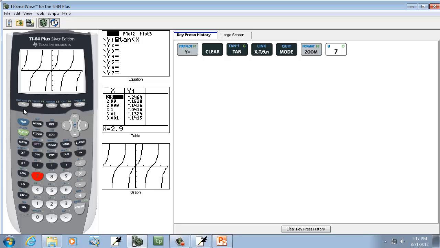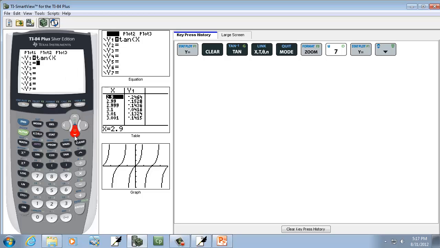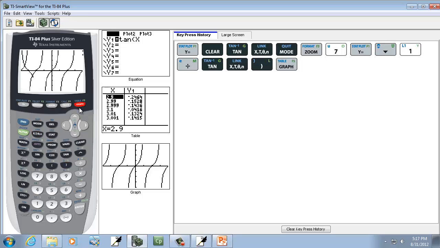Okay, now let's look at cotangent. Remember, cotangent is 1 over tangent. So I'm going to down arrow to y2, and do 1 divided by tangent, put x in, close parentheses, and then graph. The tangent didn't redraw, but there's cotangent. You see it has the same general flow, except it's flipped around. It's reflected. So keep that in mind as we look at this first problem.